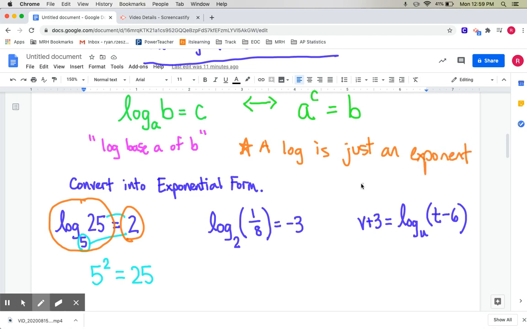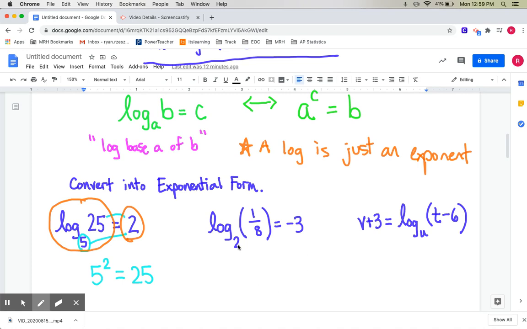And in this video, we're just practicing the very basics. We're not learning crazy things like properties and stuff yet. We're just practicing and getting used to this weird new thing. So go ahead and try this next problem yourself. Pause me real fast and do that thing and convert it to exponential form.